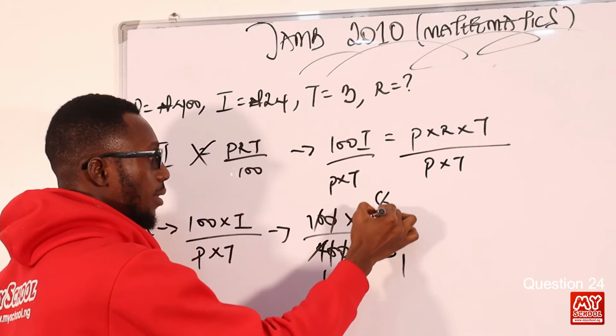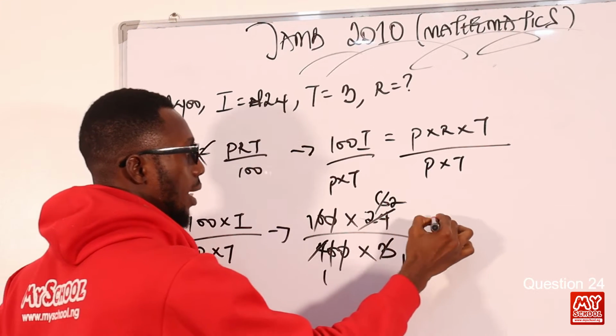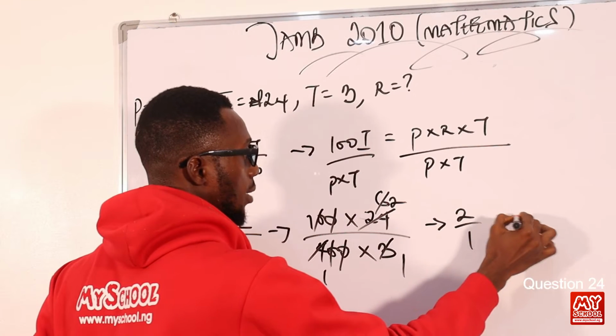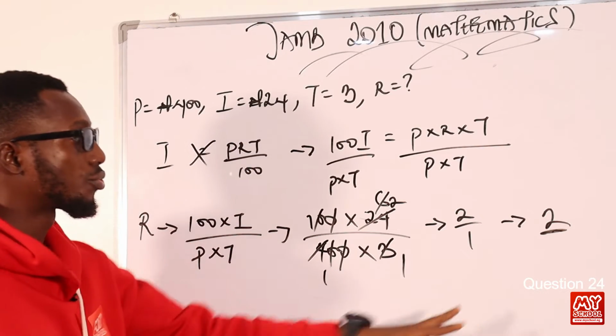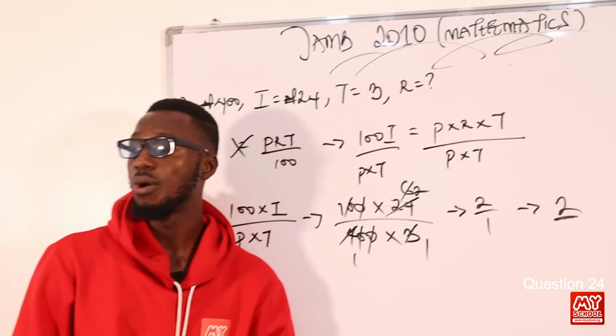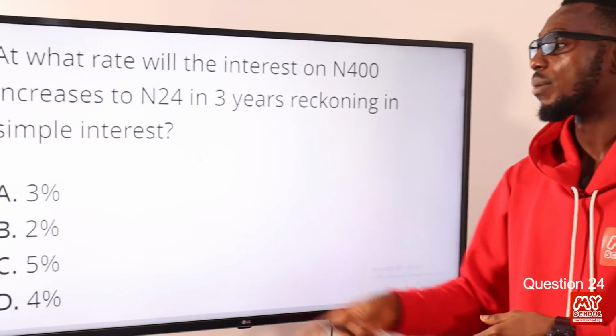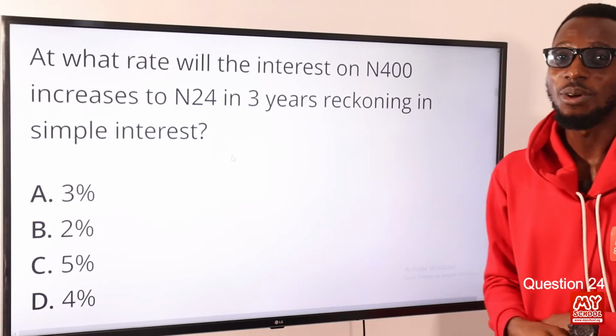Then I have here, this is 2. So 1 times 2, that is 2, over 1, that is 2. So we can see that the rate is actually 2. So let's see if we can find 2 in the options provided. That is 2%, of course. So that can be found in option B. So option B is the correct option.